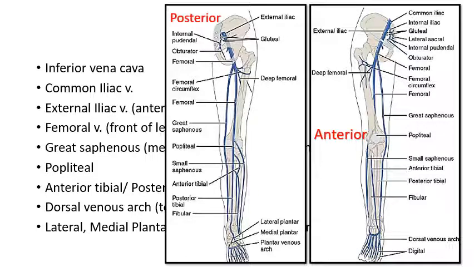Okay, here's a posterior view of the blood vessels, the veins of the leg. So you can see the popliteal vein here traveling behind the knee, the great saphenous vein traveling on the medial side of the leg, a superficial vein, and then the femoral vein, and so on.